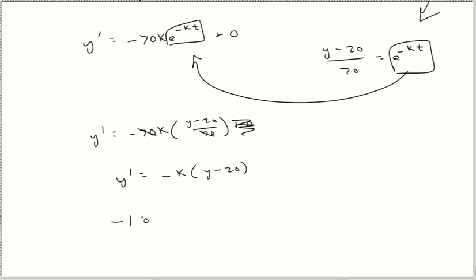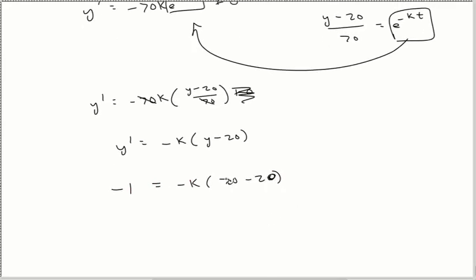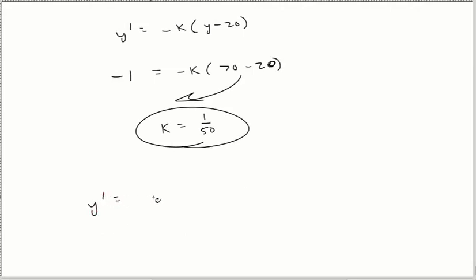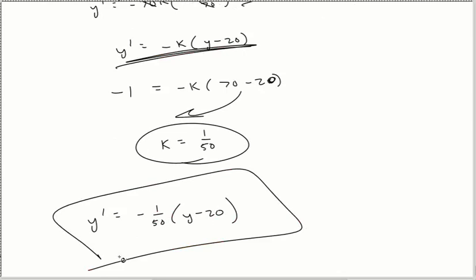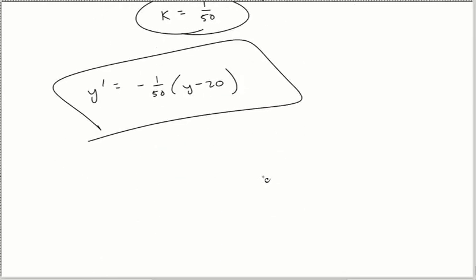Now I should be able to plug in that negative 1 degrees Celsius is equal to negative k, y was equal to 70 in this particular case. It's not the same 70, not the same 70. And so I got a 50 here. Divide it to the other side, two negatives cancel, so my k is equal to 1 over 50. Awesome. Now I can finally say y prime is actually then equal to, going back to this guy right here, negative 1 over 50 times (y minus 20), and there you go. This is almost a formula, almost, and that's a good thing. So that's my first answer.